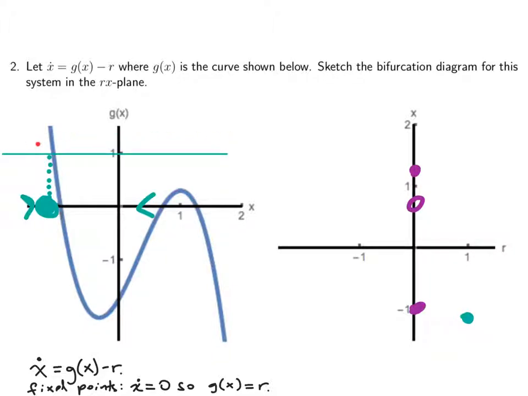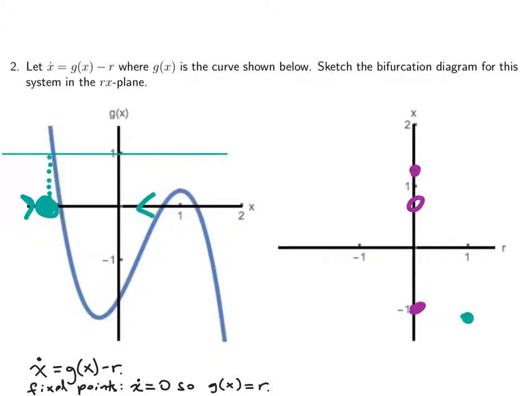Now let me go to a different value of r. I'll set r equals 1. Again, fixed points occur when g of x equals r. So there's just the one fixed point. And drawing in the vector arrows, I find that it's stable. Okay, and it's happening when r equals 1. So that's r equals 1, and the stable fixed point's down at negative x.